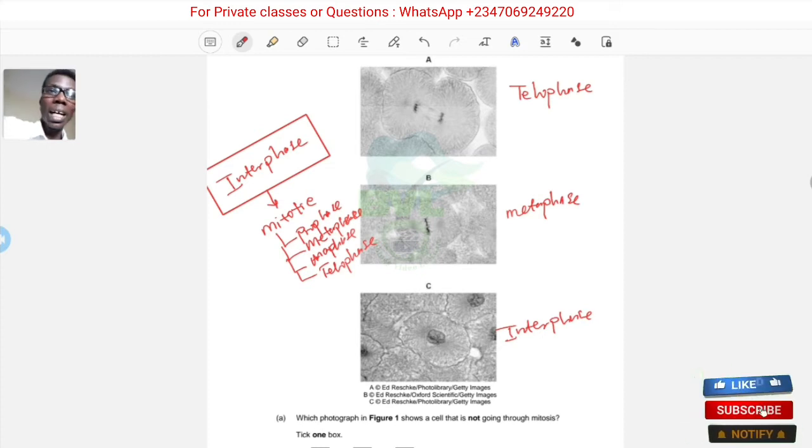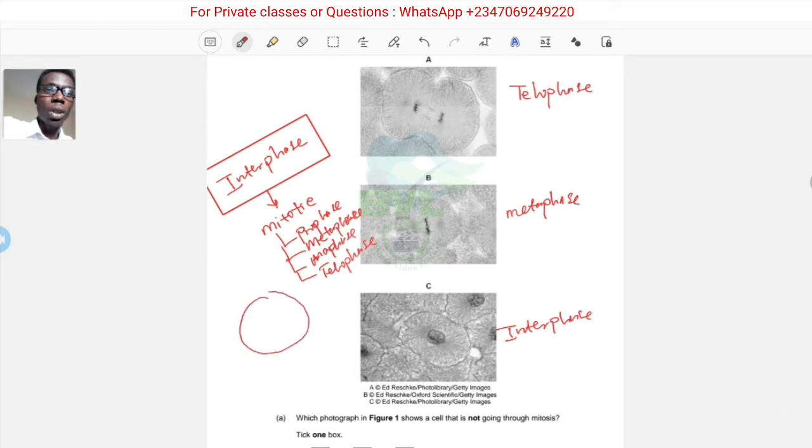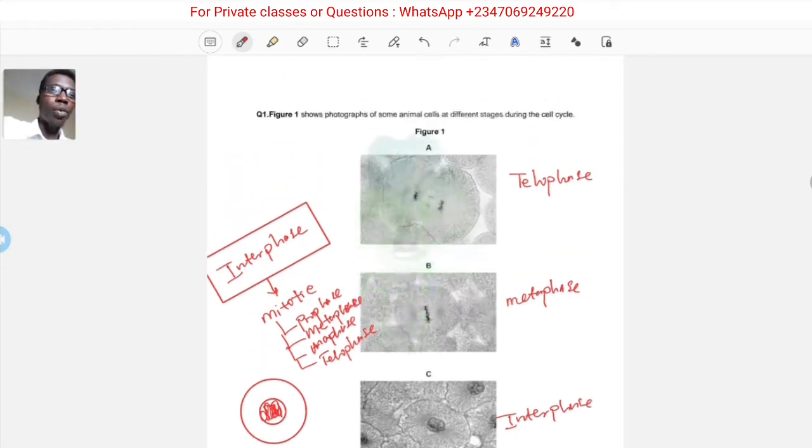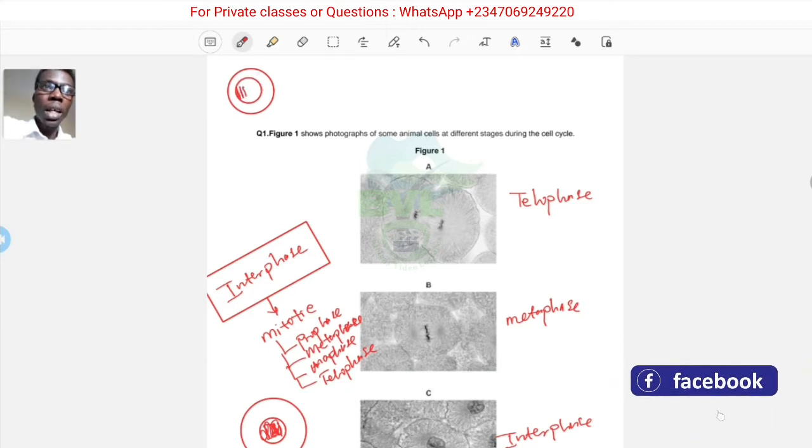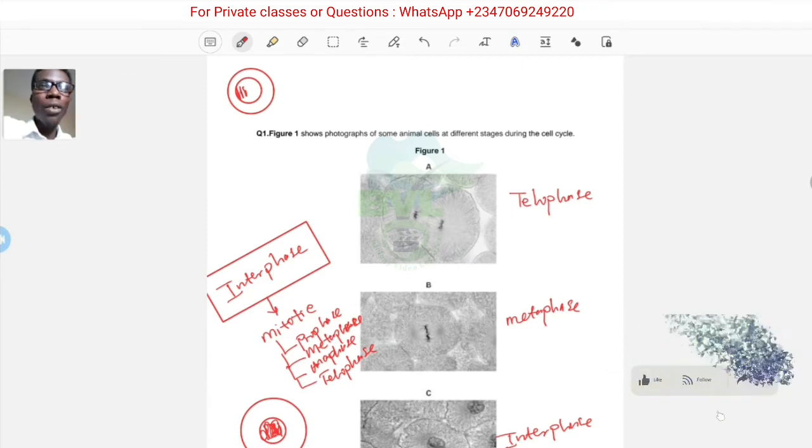Now, each of these has its features. For interphase, the diagram looks like this. That's the cell. This is the nucleus. In there, you just see structures like this called chromatin. You can't really see the chromosomes. They are not differentiated. But once you go to prophase, this is what prophase looks like. So you have the nucleus in there. Then you have the chromosomes appearing. The chromosome is distinctly formed. You can easily say you have a chromosome. That's what we have there.